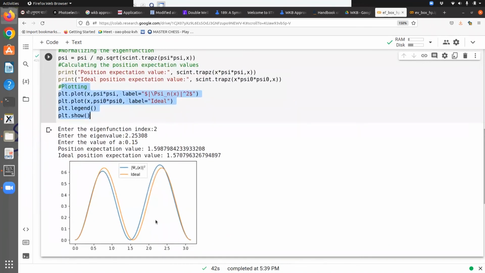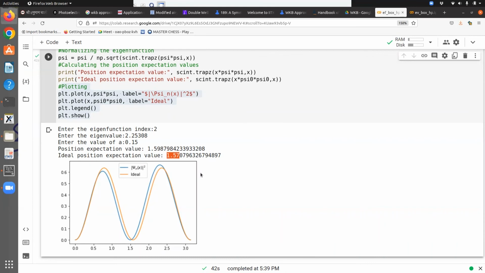And this is how the probability density looks like. The orange line is for the case when V equals 0, and I call it ideal. So you see that it has only one node. The blue line is for the harmonic potential within the particle in a box. And you see that the blue line significantly differs from the orange line.